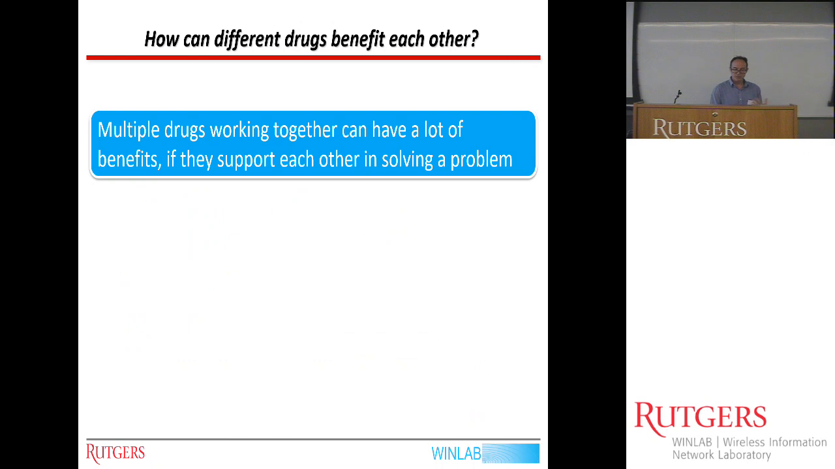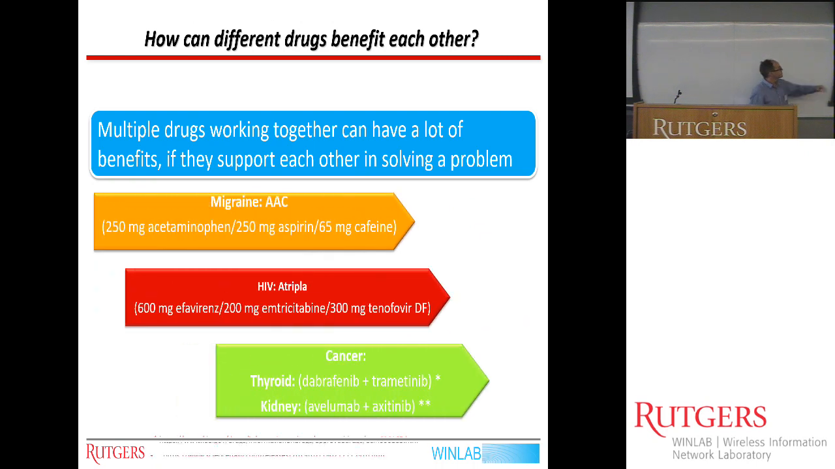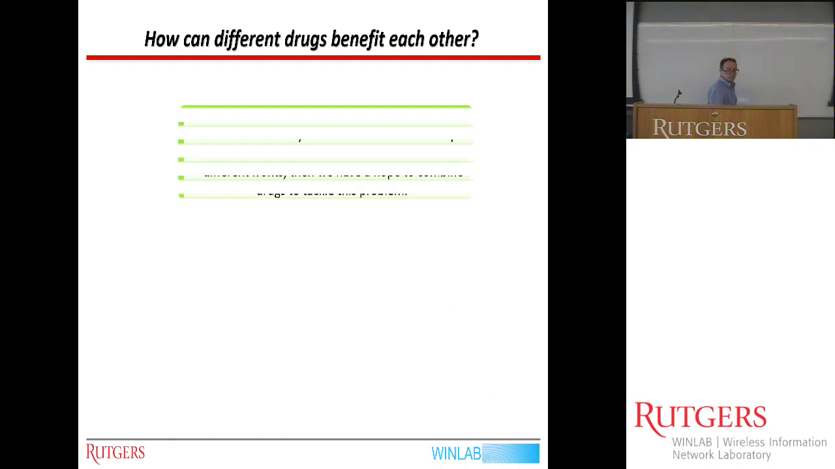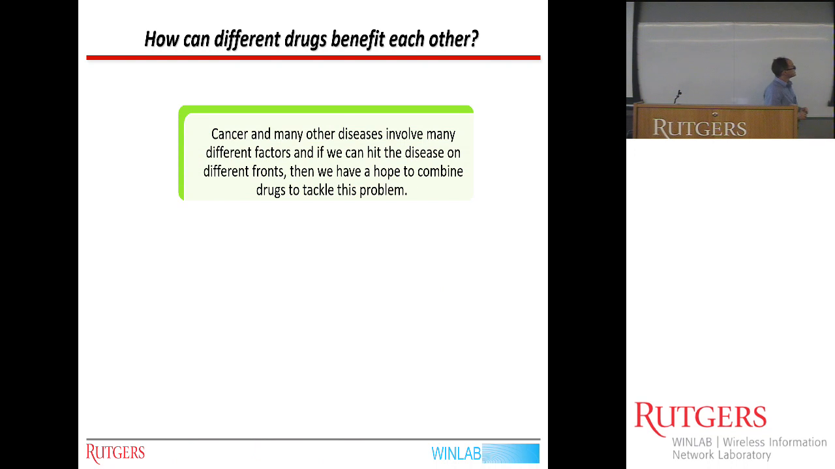So these multiple drugs can have a lot of benefits to each other, and there are numerous examples out there. I just mentioned migraines and headaches, HIV treatment and cancer treatments. Most treatments ultimately rely on trying to take advantage of multiple drugs to deal with the problem as opposed to a single one. It helps reduce toxic side effects as well as some other things that I'm going to mention shortly. So cancer and many other diseases often involve multiple problems simultaneously, and I'll show an example of a network to illustrate this in a little bit.